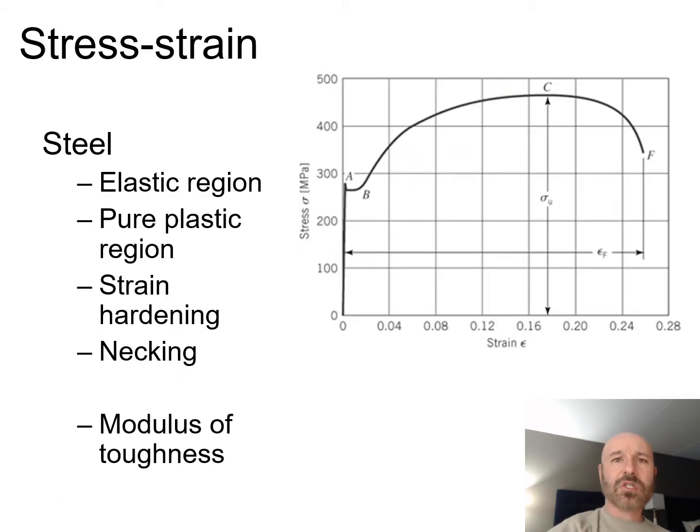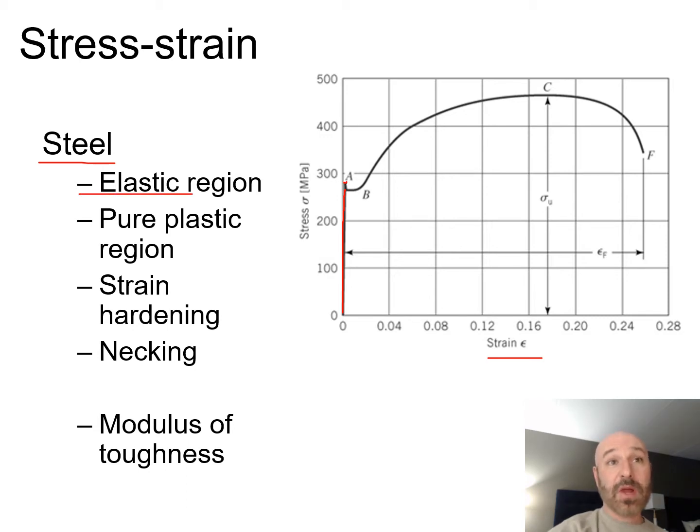So now we're going to take a look at a stress strain curve for steel. For steel, we can see there is a little bit of a difference from different types of materials. Within this elastic region, it's a very sharp curve. Our strain doesn't increase much, but our stress goes up really, really quickly until we get to our point A.